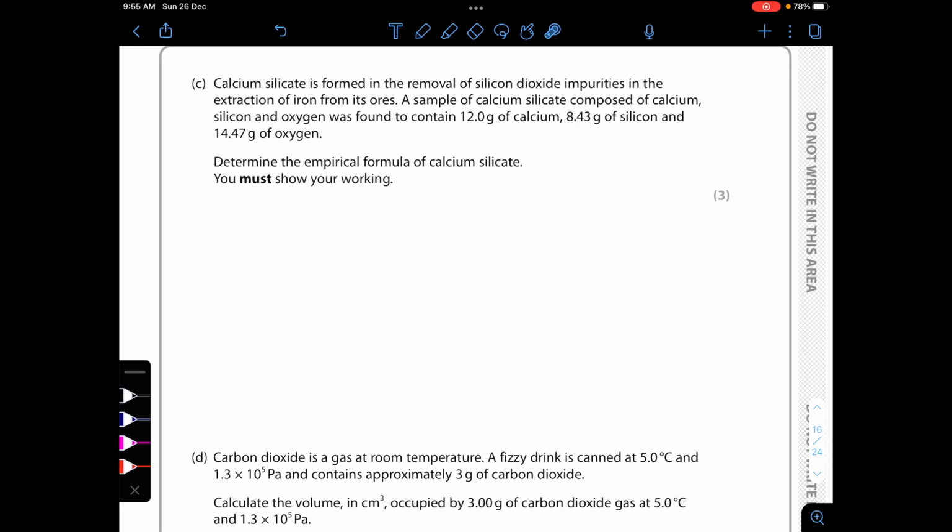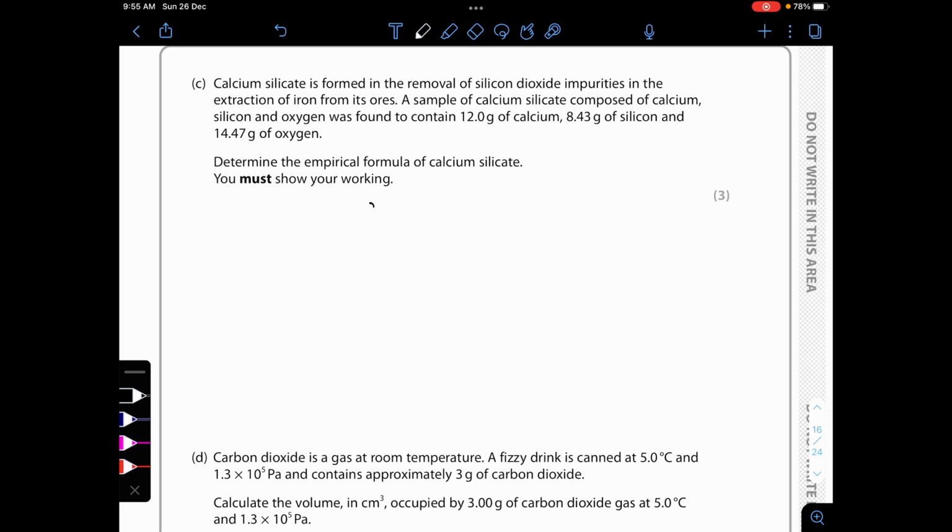All right, they tell you that calcium silicate is formed in the removal of silicon dioxide impurities, and a sample of calcium silicate is composed of calcium, silicon, oxygen. They have given us 12 grams of calcium, 8.43 grams of silicon, 14.47 grams of oxygen. Determine the empirical formula of calcium silicate.